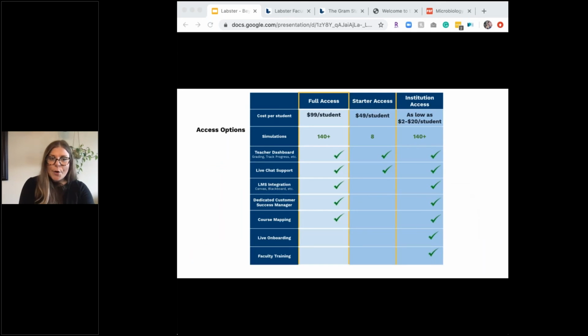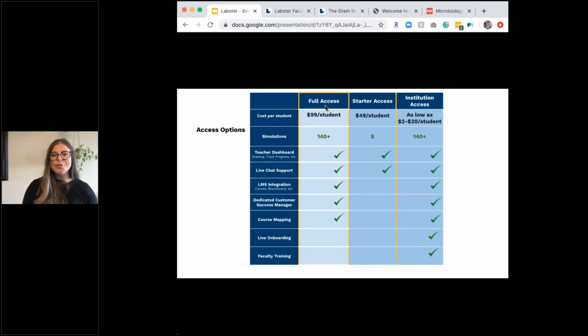And now pricing. So we have a couple of different options that will fit a variety of needs. The first one, full access. This is the most popular option where it's $99 per student per semester, which gives access to our entire simulation catalog. Through this option, you'll have an LMS integration, chat support, as well as a dedicated customer success manager. Starter access is a bit pared down, $49 per student per semester, up to 8 simulations, so there is a limit there, and no LMS integration with that option.